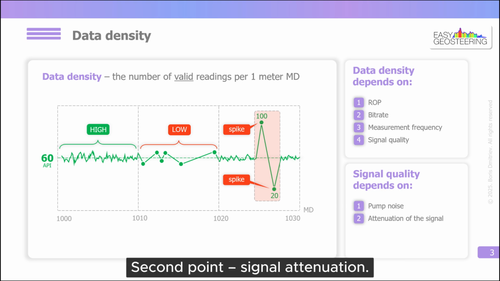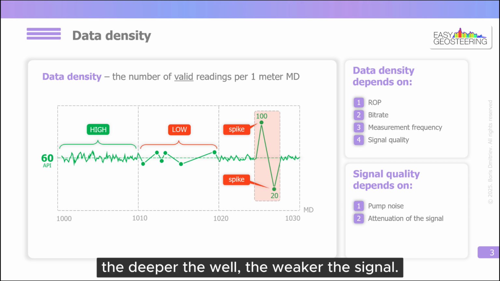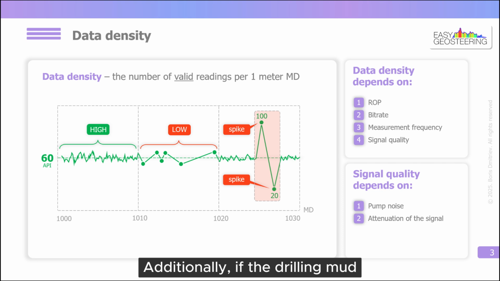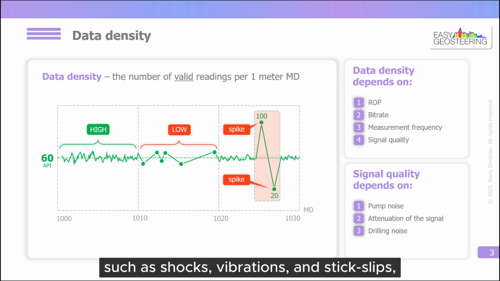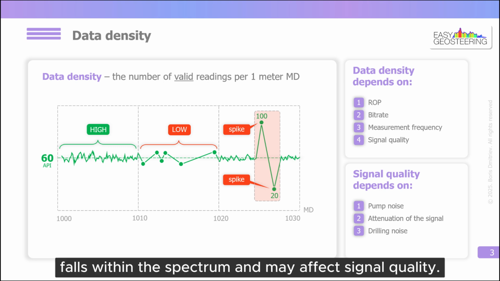Second point, signal attenuation. Due to friction losses, the deeper the well, the weaker the signal. Additionally, if the drilling mud is too viscous or contains foam, it will also weaken the signal. Point number 3. Any type of mechanical drilling noise, such as shocks, vibrations, and stick-slips, falls within the spectrum and may affect signal quality.